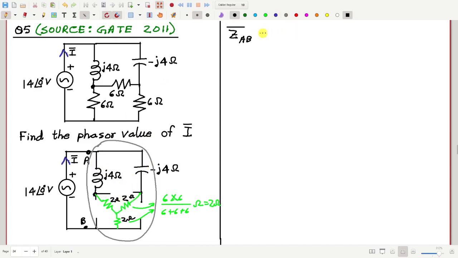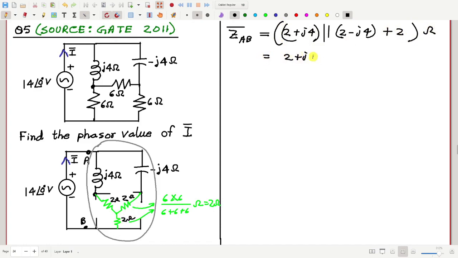So it will be 2 plus j4 in parallel with 2 minus j4, and then this lower 2 ohm is in series. Okay, this is in ohm. So we have (2 plus j4) into (2 minus j4) by (2 plus j4 plus 2 minus j4) plus 2. This is in ohm, and if you simplify, you will get 7 ohm.